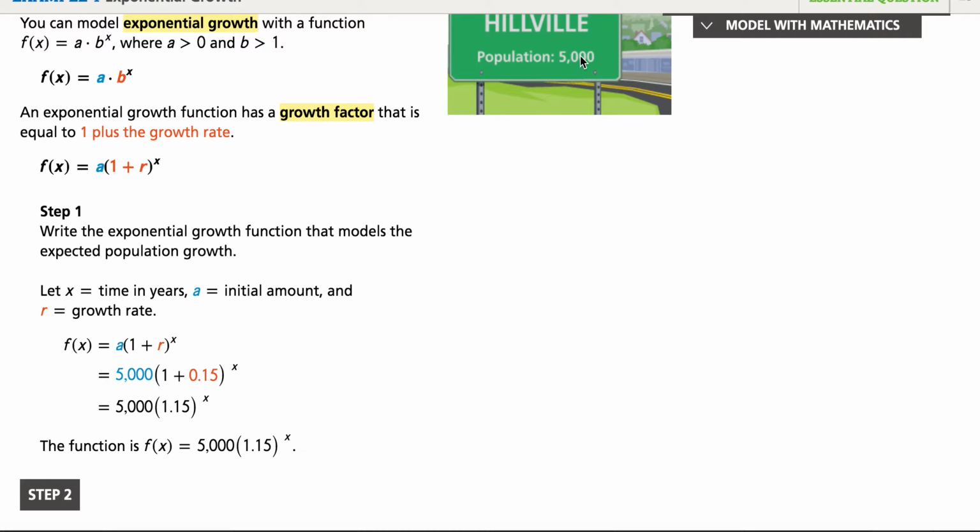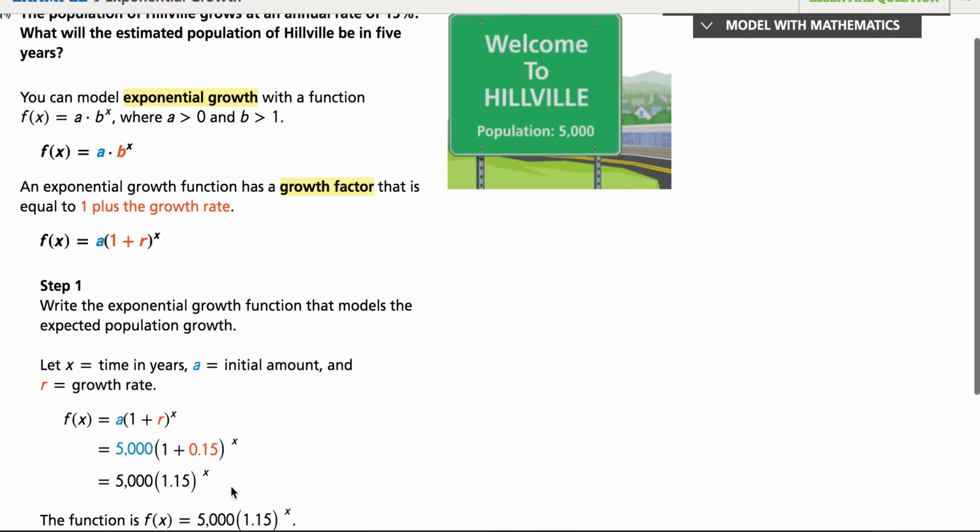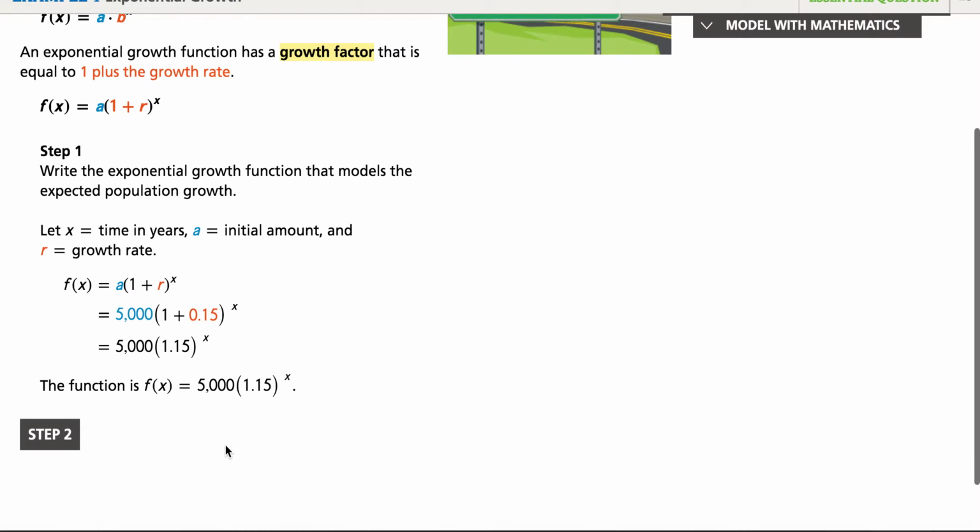The initial amount, as you see here, the population, is 5,000. 5,000 times the growth factor, which is 1 plus 0.15. This 0.15 is coming from 15%, so we're turning the percent into a decimal, to the power of x. So 5,000 times 1.15 to the power of x. The function is f of x equals 5,000 times 1.15 to the power of x.